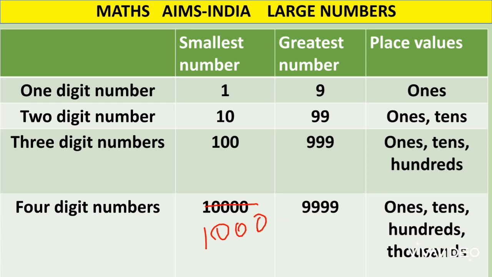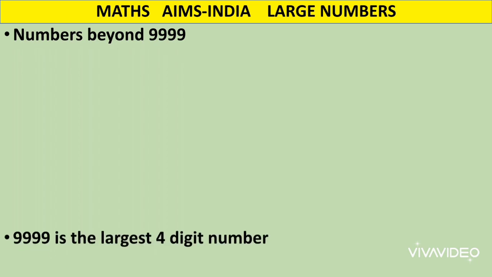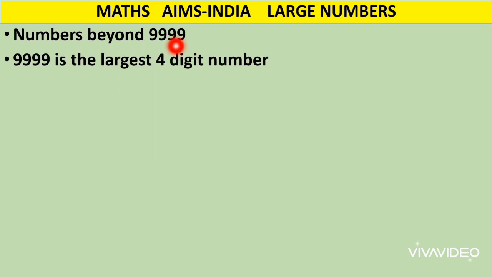Okay children, this was just a quick revision of what you have learnt in your third class. In third class, we have learnt till four digit numbers. And in today's class we learn about numbers beyond 9999. Okay children, numbers beyond 9999. Now what is this 9999? It is the largest four digit number.